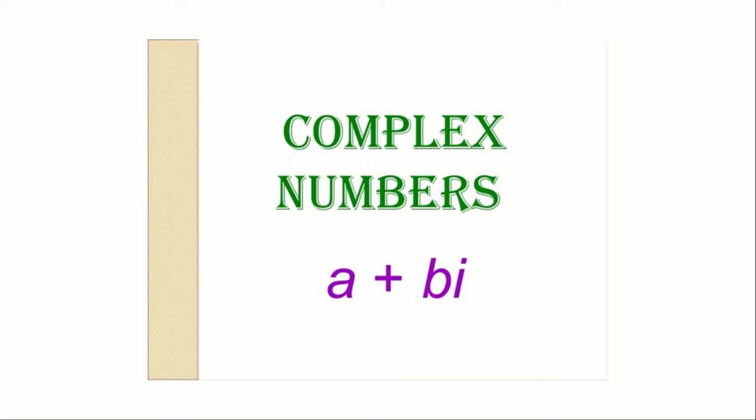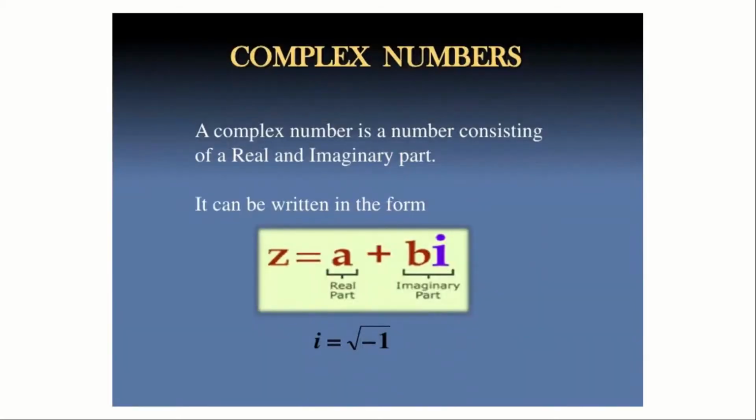Let us move on to the main topic, complex numbers. A complex number is a number consisting of a real and an imaginary part. Imaginary part means it will be having a negative number, a negative part. A negative part is said to be the imaginary part, whereas a positive part is said to be the real part. So in a number that is a plus bi, a is considered as the real part and bi is considered as the imaginary part, whereas i is equal to square root of -1.